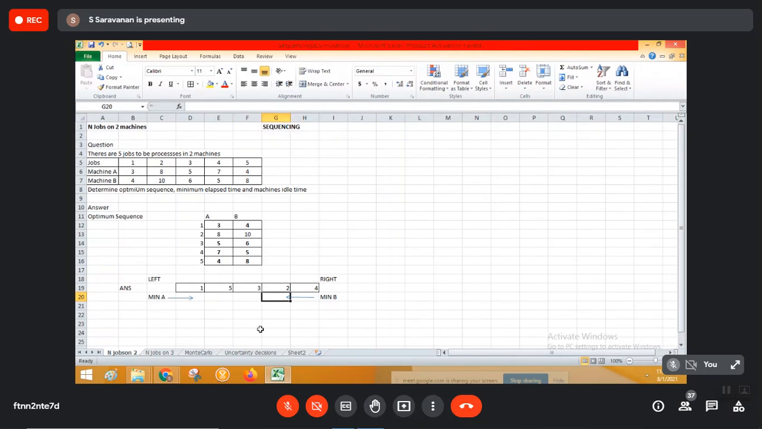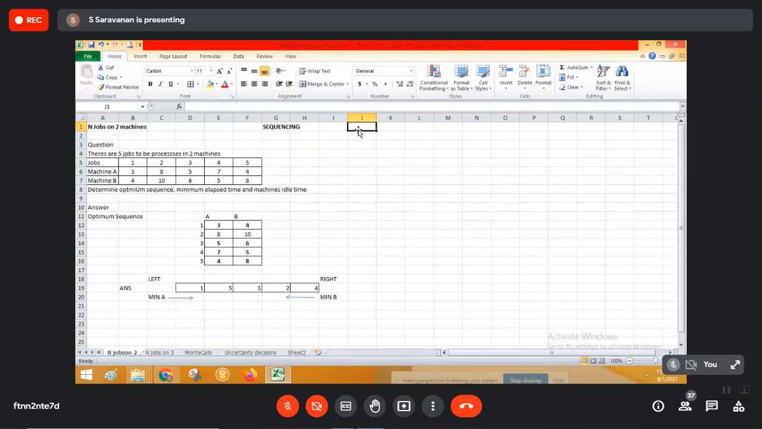So it is all based on the minimum number, when you are making a comparison. So the optimum sequence is 15324. The second one is we need to do minimum elapsed time. So what is the total time that has been taken? So I will do it here.